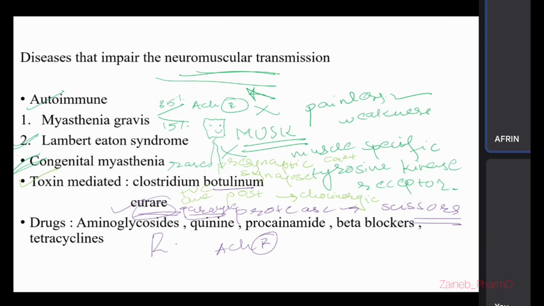Then we have certain drugs that may impair the neuromuscular transmission, although it is very rare. If it were frequent, these would be defined as a toxin, but this is very rare. So these drugs are aminoglycosides, quinine, procainamide, beta blockers, and tetracycline. So it becomes obvious that a patient suffering with myasthenia gravis should avoid these medications, that is aminoglycoside, quinine, procainamide, beta blockers, and tetracycline. So now we'll study in detail about myasthenia gravis.